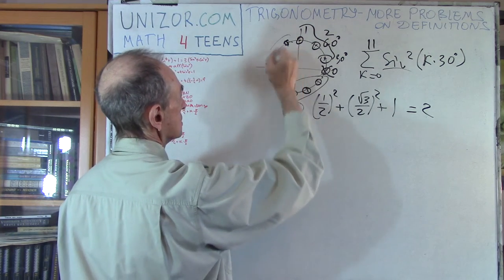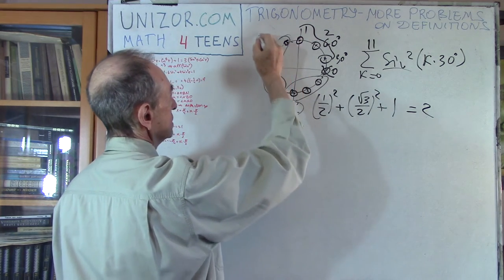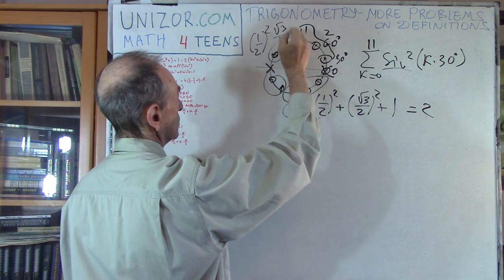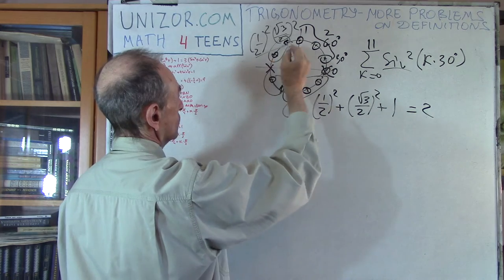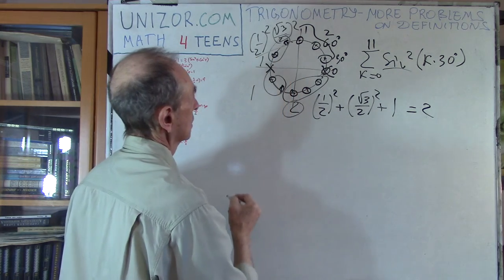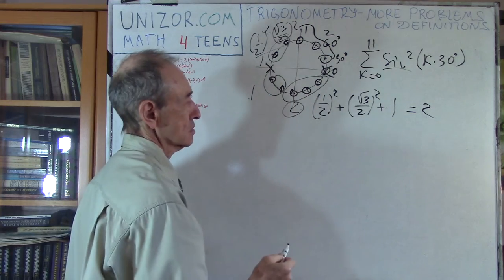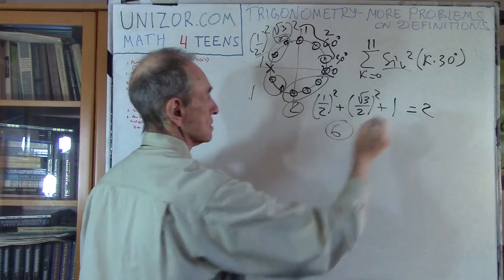So what remains? This and this. Now this is 1/2 squared and square root of 3 over 2 squared. So it's 1 and 1. So what do we have? 1, 1, 2 and 2. So it's 6. So that's the sum.